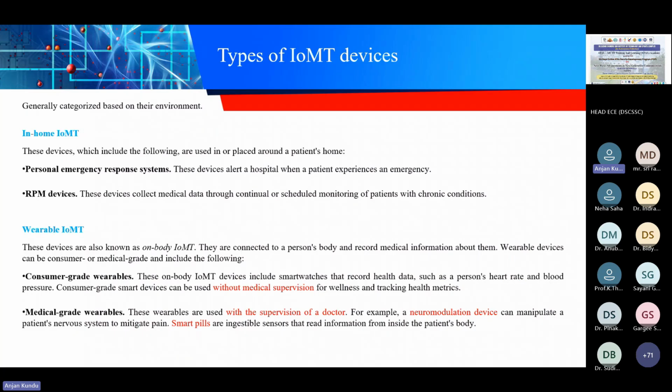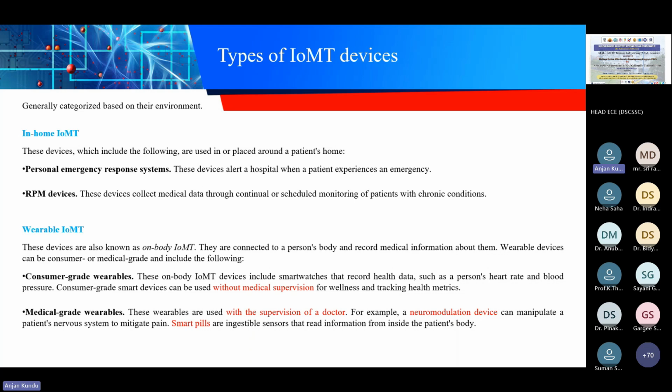So these are the different types of IoMT devices. One is the in-home IoMT, meaning the IoMT devices will be around the patients. One is the personal emergency response system. For example, there is a fall alarm which has already been implemented in healthcare systems. Suppose an elderly person has a tendency to fall due to their age. Whenever that patient falls, an alarm will be raised at the nearest medical center that this patient has fallen, and we need an ambulance or personal healthcare.